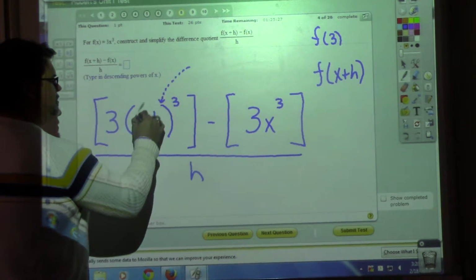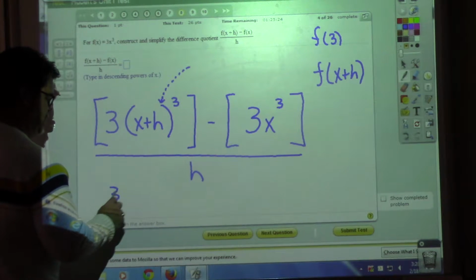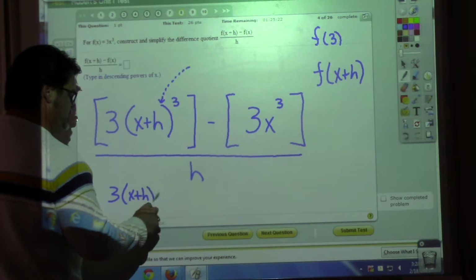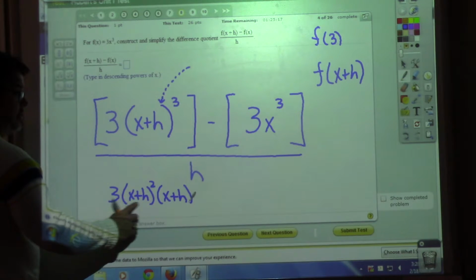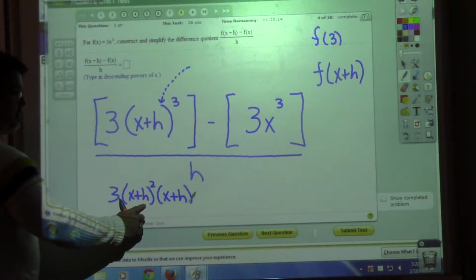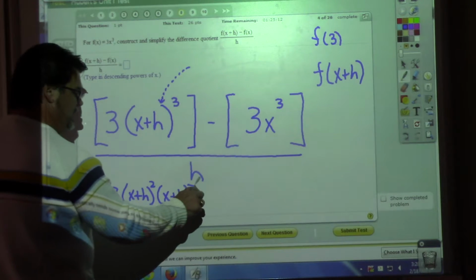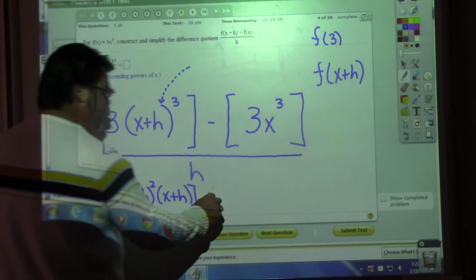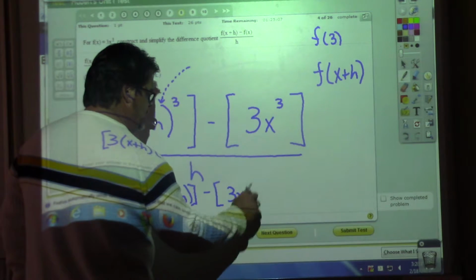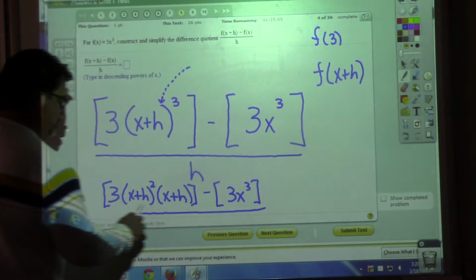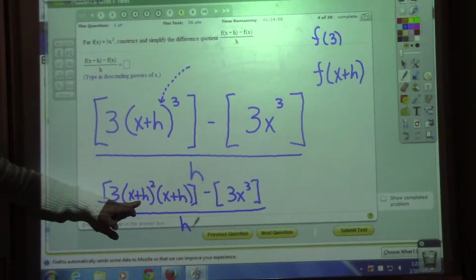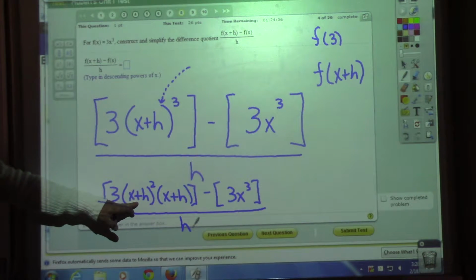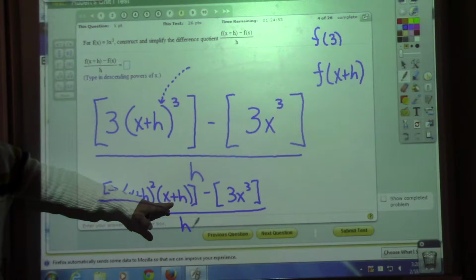This right here can be broken up into 3 times x plus h quantity squared times x plus h, and what is this? Shortcut number 1. So get to work on algebra there. Brackets, minus 3x cubed over h. So go ahead and be working on this. And then once you do shortcut number 1 here, what are you going to do here? Number 2.